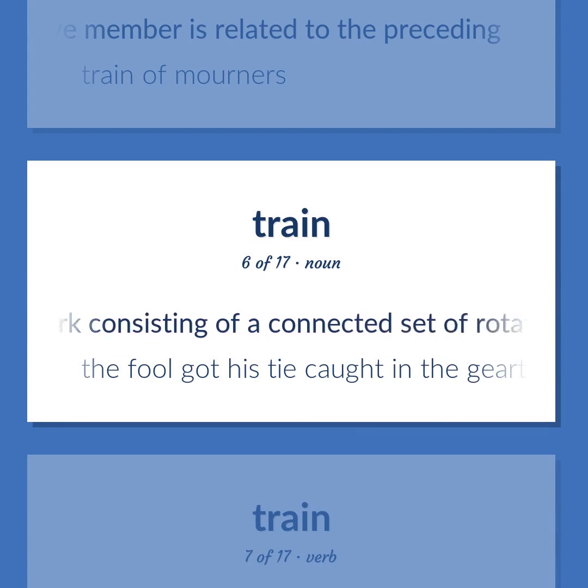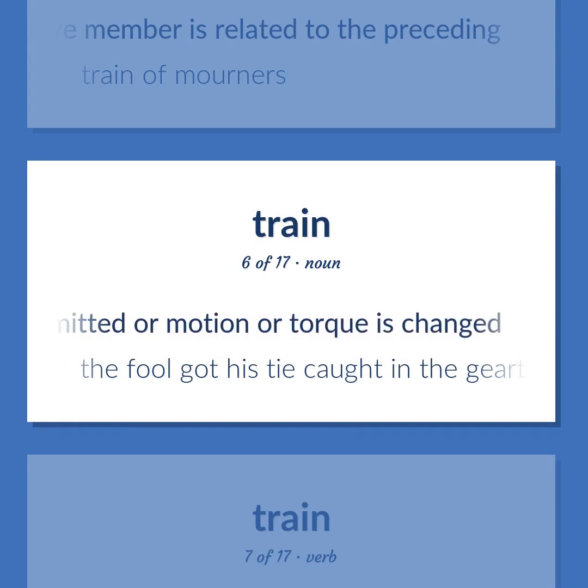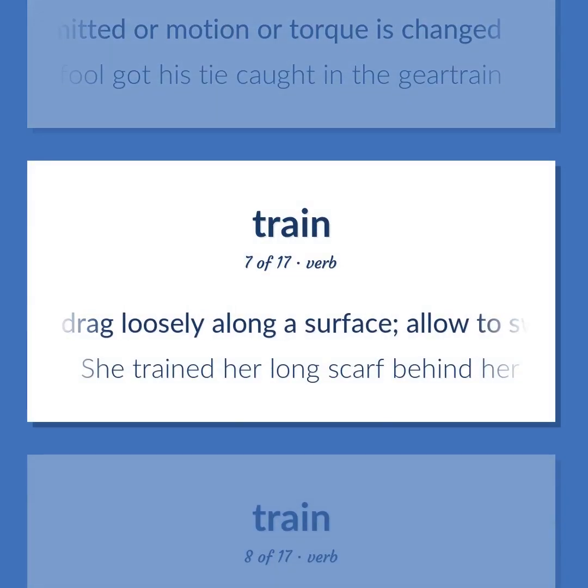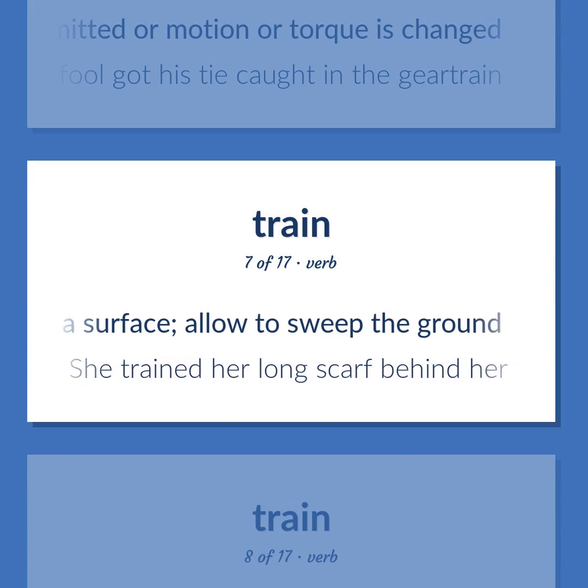Wheelwork consisting of a connected set of rotating gears by which force is transmitted or motion or torque is changed. The fool got his tie caught in the gear train. Drag loosely along a surface. Allow to sweep the ground. She trained her long scarf behind her.